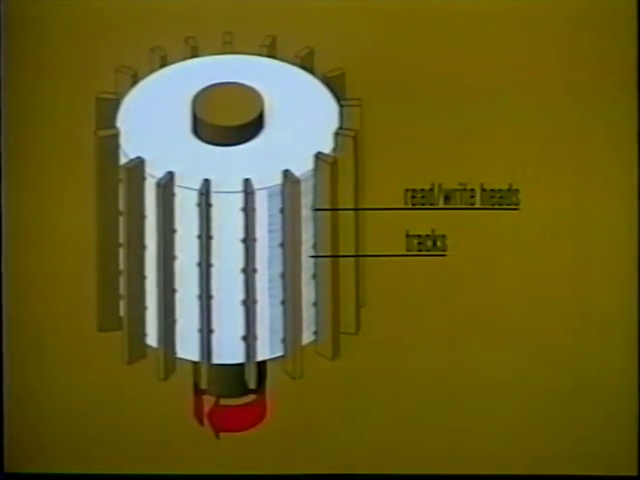Although details of their construction vary, all drums operate on the same principle. The drum rotates past fixed read-write heads placed close to its surface. The information is recorded magnetically in tracks running around the drum. The tracks are divided into cells, each storing one bit of information.